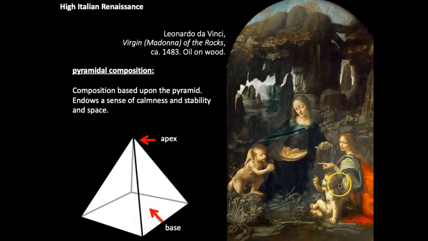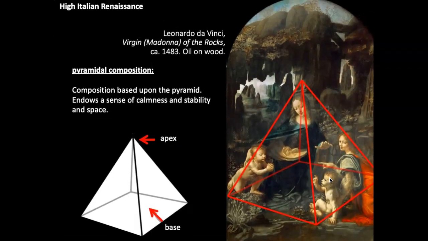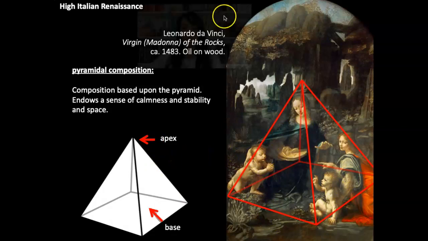So these four figures are placed at the four corners of a pyramid base, and then the apex being the top of the Virgin Mary's head. It's difficult for you to recognize here. See, is that more helpful? So what Leonardo's created is a three-dimensional space in the foreground or at the front.